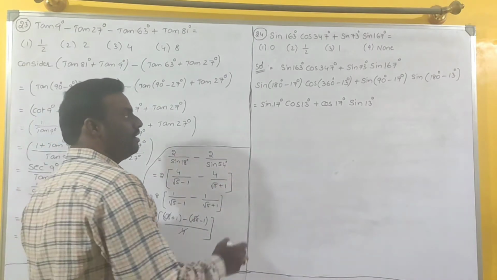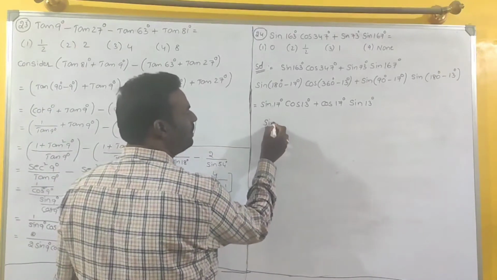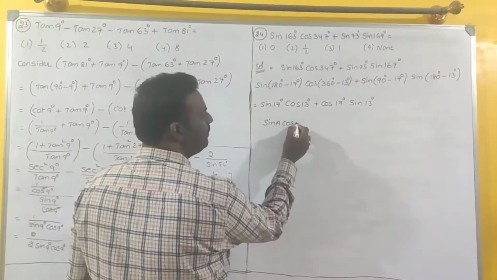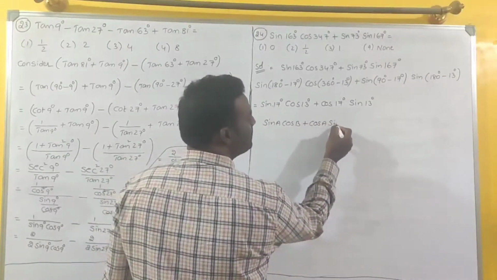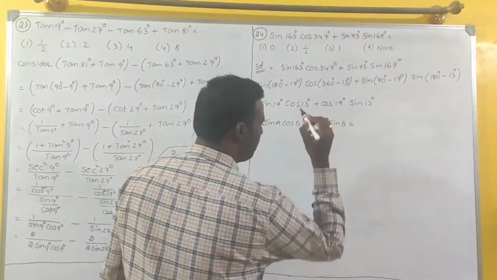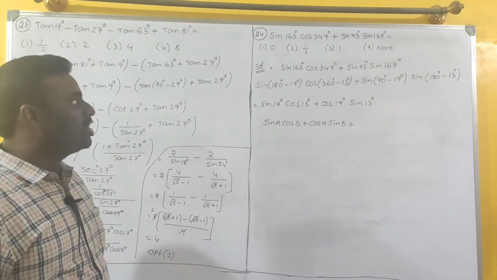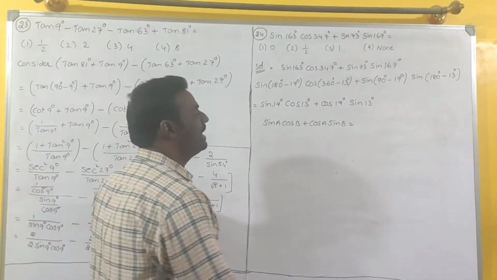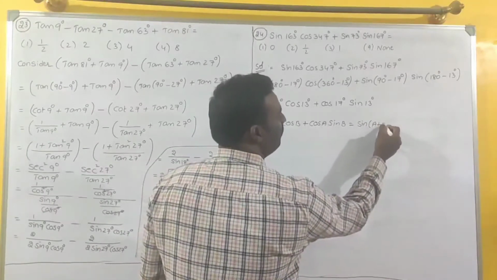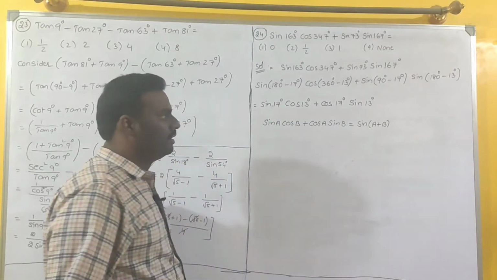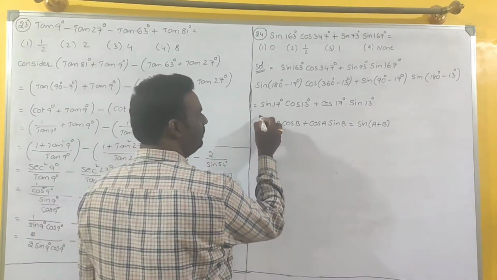It is in the form of sin A cos B plus cos A sin B. We already know this formula from PU. Sin A cos B plus cos A sin B can be written as sin of A plus B. I am applying this formula.